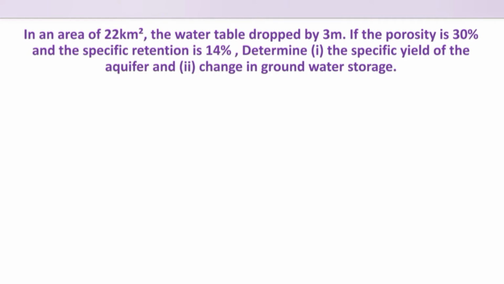In an area of 22 km square, the water table dropped by 3 meter. If the porosity is 30% and the specific retention is 14%, determine the specific yield of the aquifer and the change in the groundwater storage.